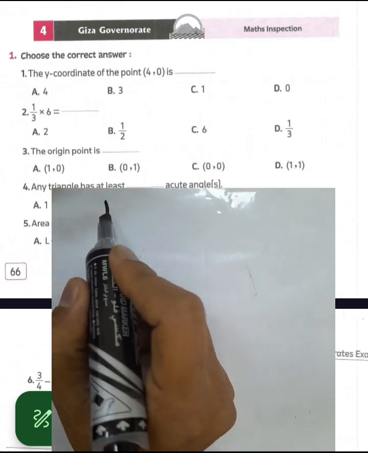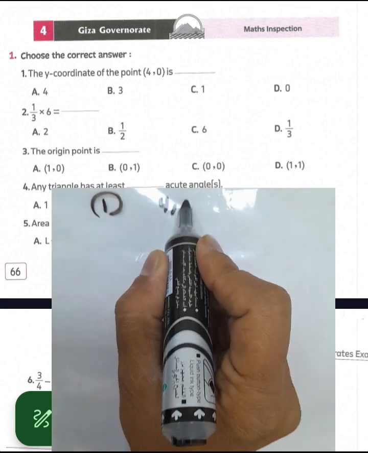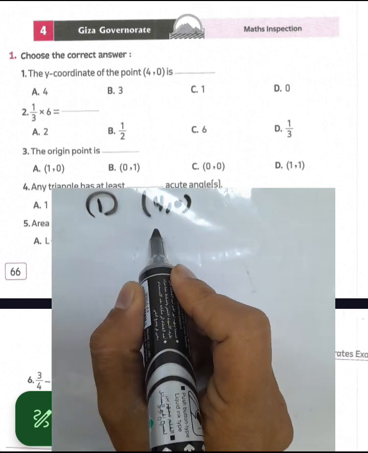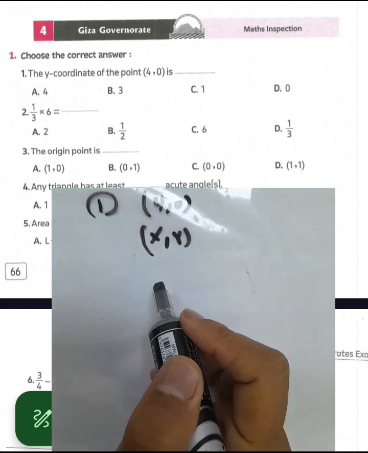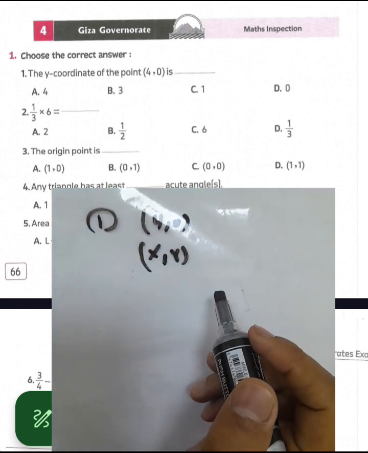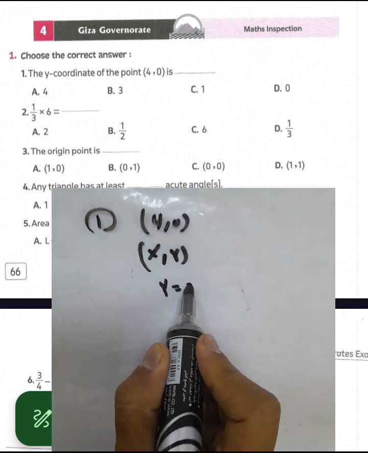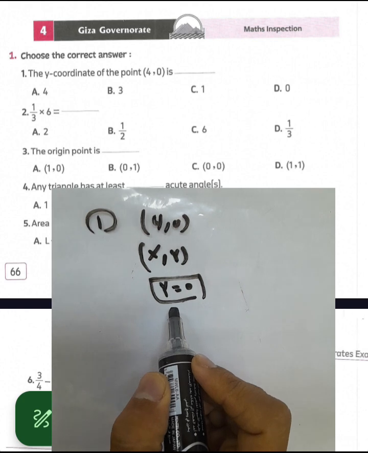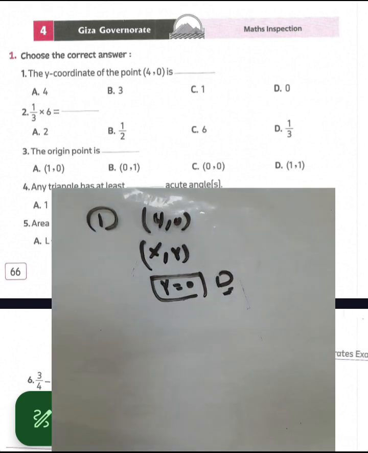Question number 1. Choose the correct answer. The y coordinate of the point (4, 0) is what? We have x and y. X is the first coordinate, y is the second coordinate. We want to find the y coordinate of the point (4, 0). The y coordinate will be equal to 0. Choose letter D. It's the y coordinate in this example.